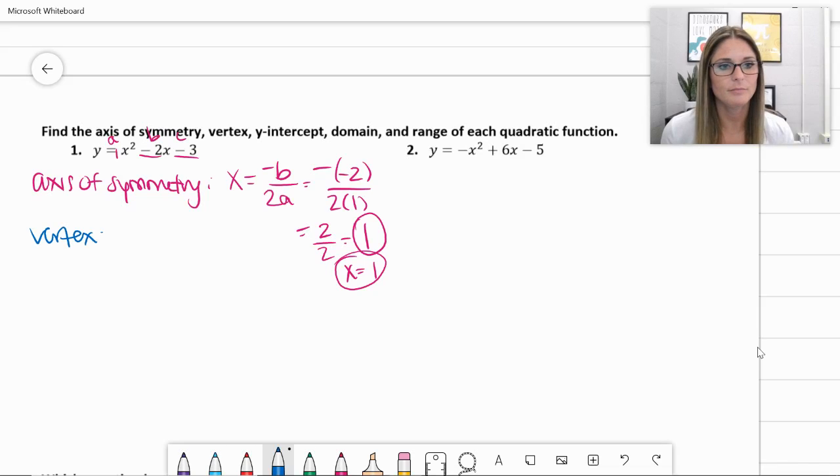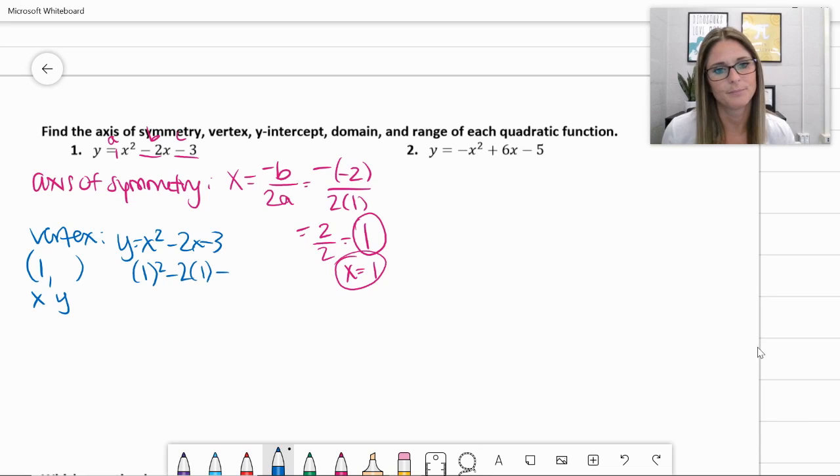Vertex. How do you find your vertex? From standard form, we're going to use that axis of symmetry value 1. That's going to be our x. So I already know my vertex is 1 something. We're going to plug x into our function. So I'm going to write our entire function here so you can see where I'm plugging in. We're plugging in 1 for all my x's.